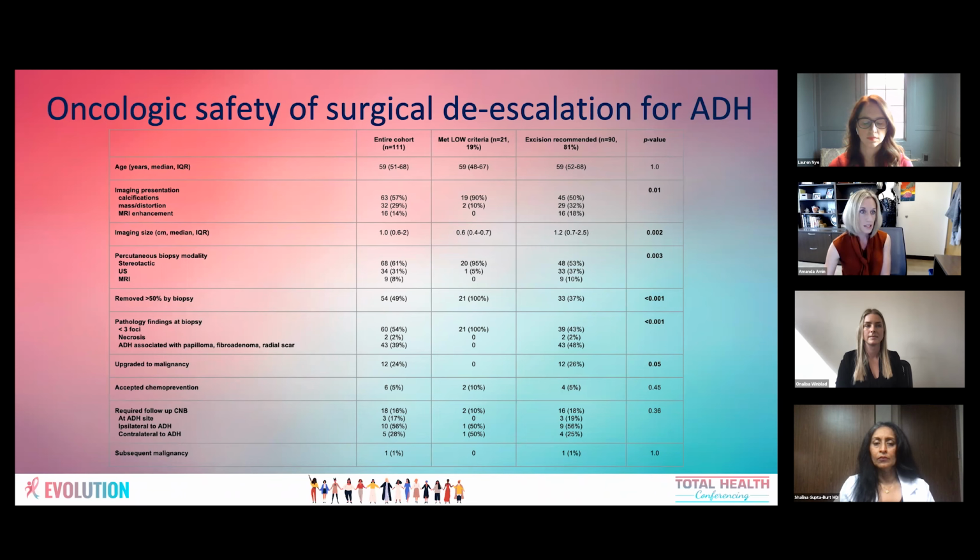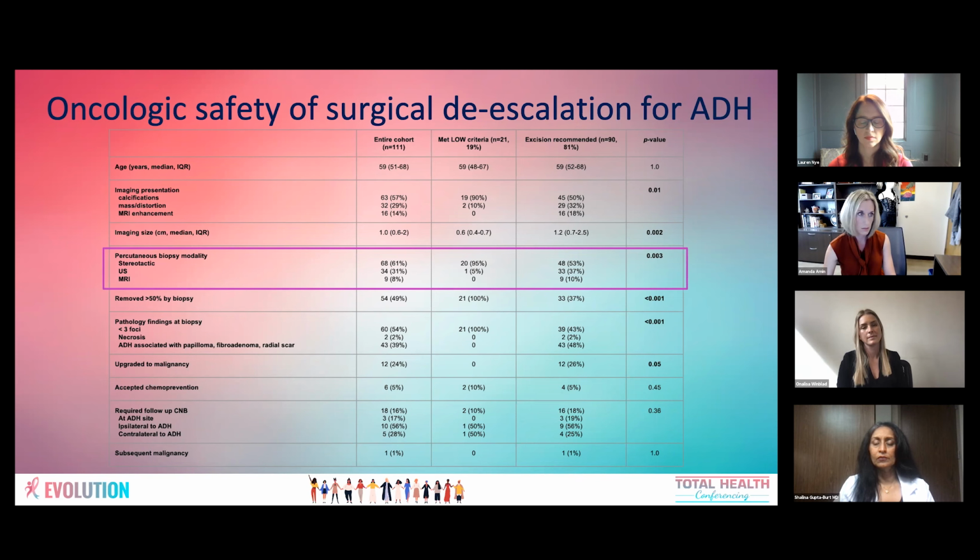And so what you're seeing here is our follow-up work looking at the oncologic safety of offering these women observation over excision. So in that middle column, the criteria, the meeting low criteria are those which were just defined previously. About 19% of our cohort since determining these criteria meet this low risk criteria. And many of those women have stereotactic biopsy over other modalities.